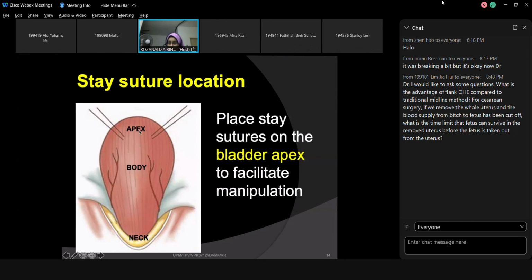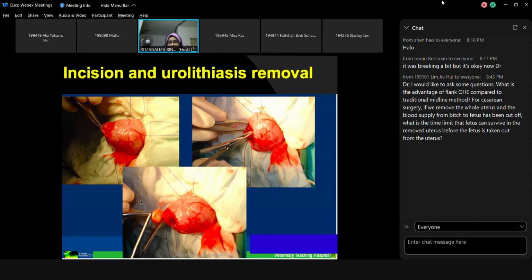Because when you drain your bladder, the size of the bladder is going to constrict. So you want to be somewhere around here, so that when the bladder constricts, it does not affect the location of your insertion of the hypodermic needle. You can see, you can have 4 stay sutures, make an incision and remove the bladder stones.